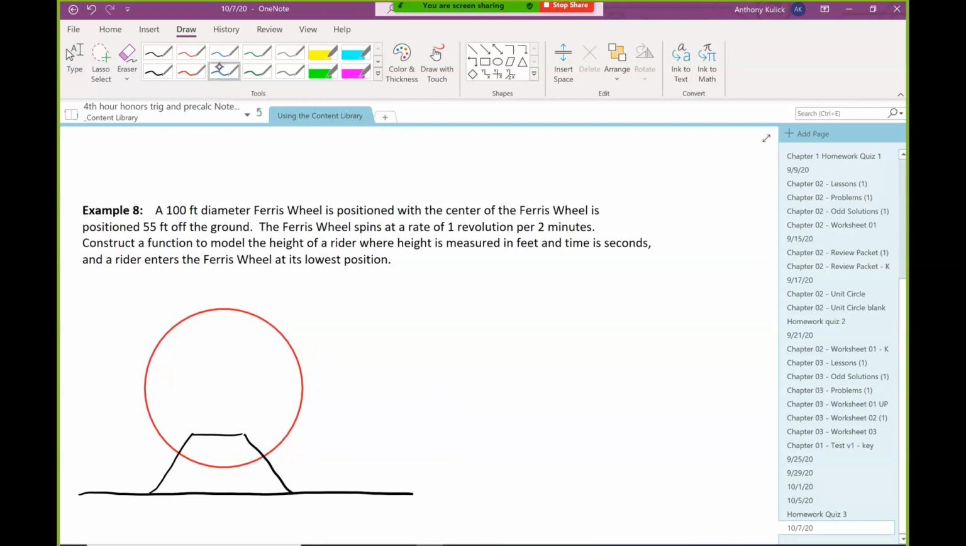So let's say there's my Ferris wheel. Everybody okay with that? Looks kind of Ferris wheely. So it says at its lowest point, it is 55 feet off the ground. And we're told the diameter is 1 feet.